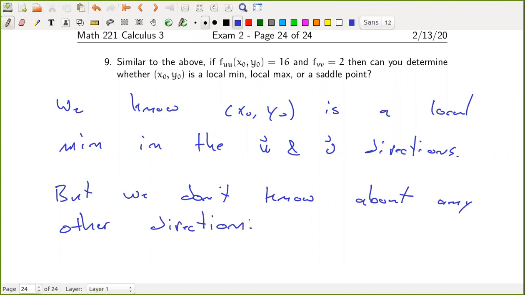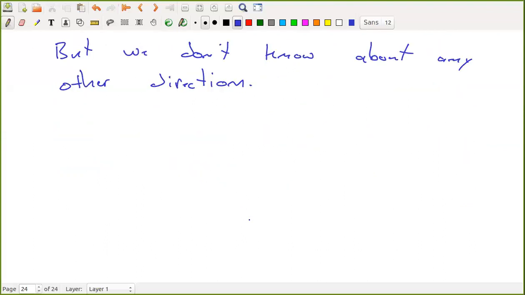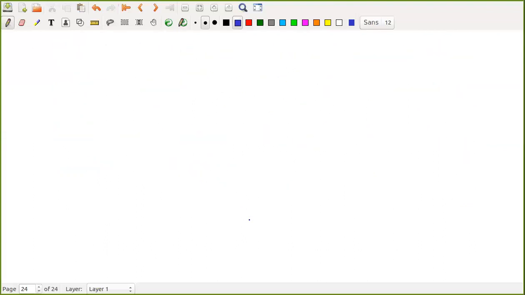So the answer to this question is we can't determine it, because in some directions we know we have a local min, but we don't know about any other directions. So it's inconclusive. The information we have is not enough to conclude. And that is the end of this practice test.